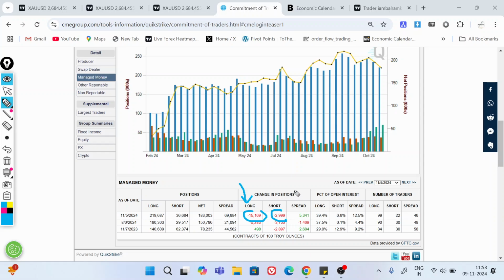If they add to the short side with a good amount and keep decreasing their longs, then the correction can continue, or you can say we can see a continuation to the lower side. So this is the view from the COT, and it is on the bearish side as per this data.